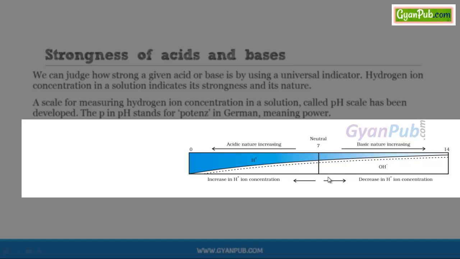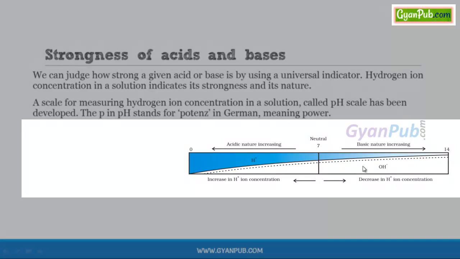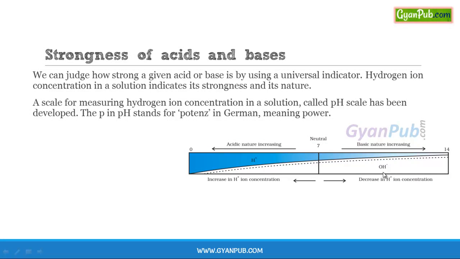And if we observe from 7 to 14, a decrease in H+ ion concentration is observed, and an increase in OH- ion concentration is also observed. If the OH- ion concentration is increased, then the basic nature is increased. So the substances between 7 and 14 are basic in nature, and the higher the OH- ion concentration, the stronger the base.